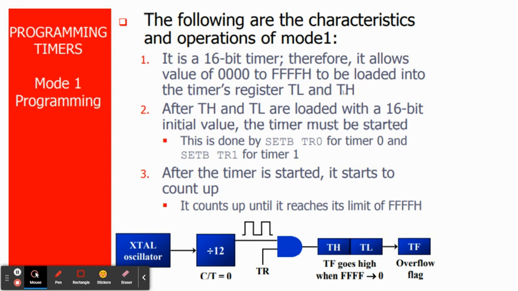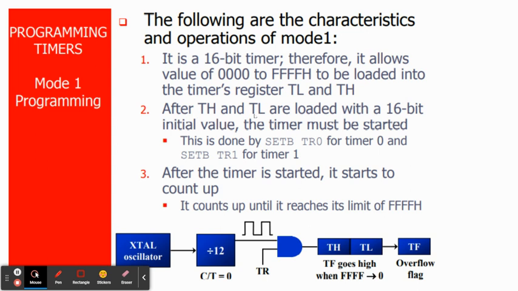But of course, you need to write the timer number, 0 or 1. So whenever you write TL, we need to write it as TL0 or TL1, or TH0 or TH1. But here, generally speaking about the timer registers, we don't need to write the number. So that's number 1. We're talking about the characteristics and operations of mode 1. For number 2, again, for number 1, it is a 16-bit timer. Therefore, it will allow 0000 to FFFF to be loaded into the timer's registers.